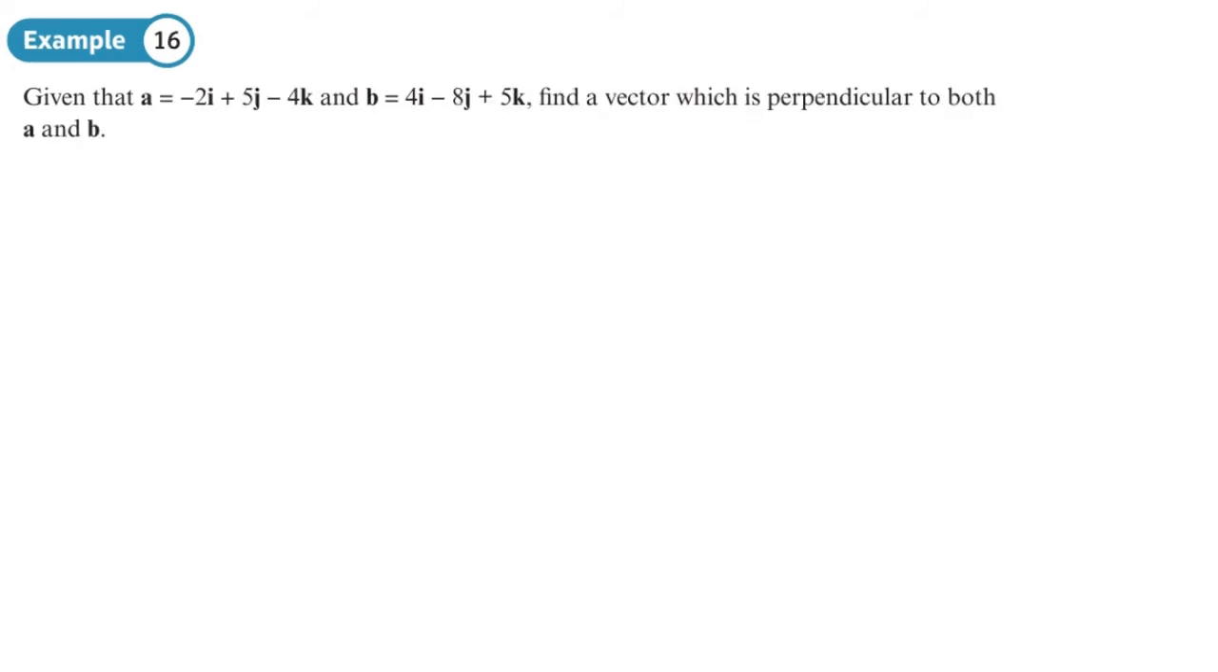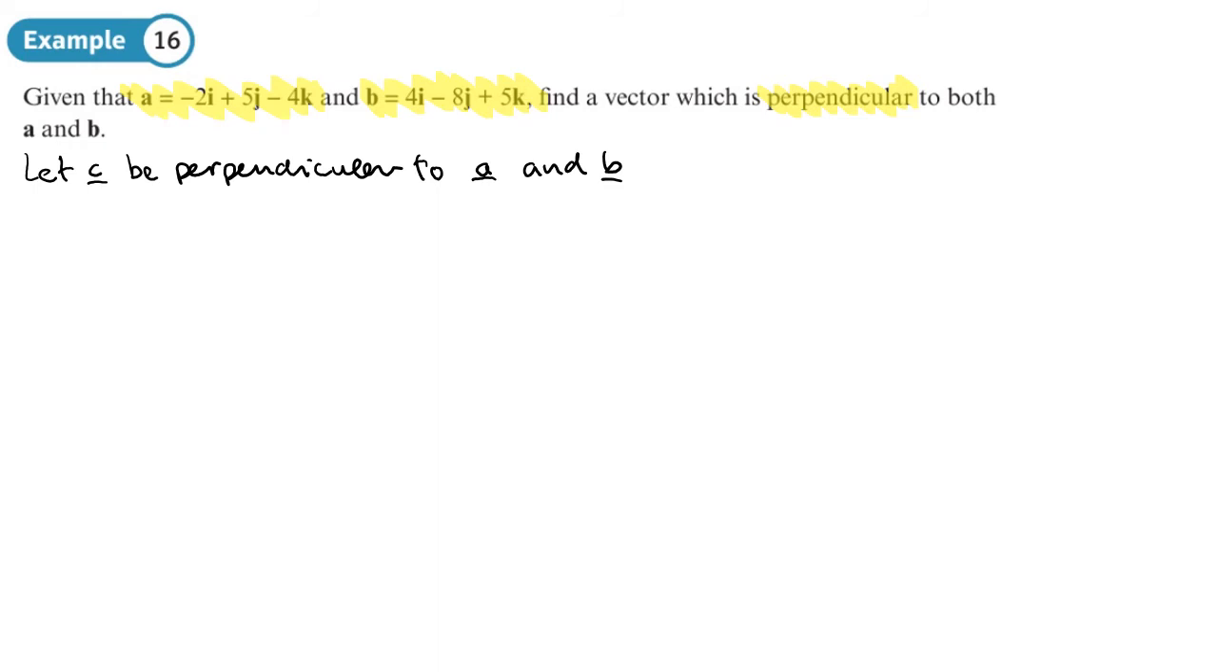Right, so I've got these two vectors here, A and B, and I want to find a vector which is perpendicular to both of them. So the first thing I'm going to do, I'm going to call this vector C. So I'm going to say let C, so this is the vector I want to find, be perpendicular to A and B. So that's the first thing.